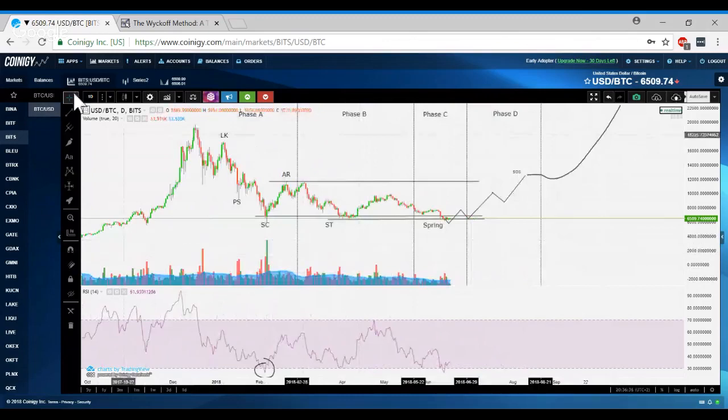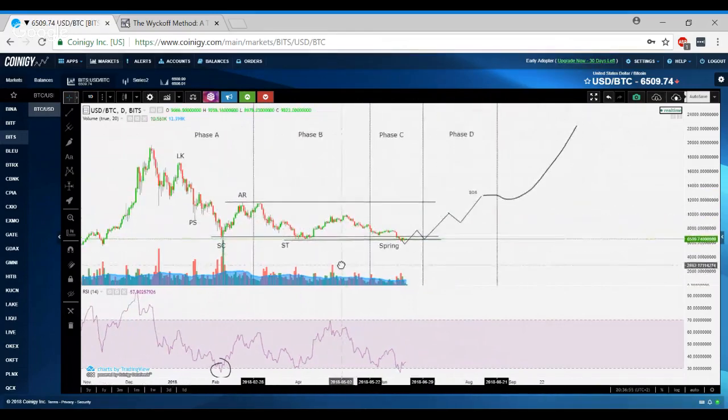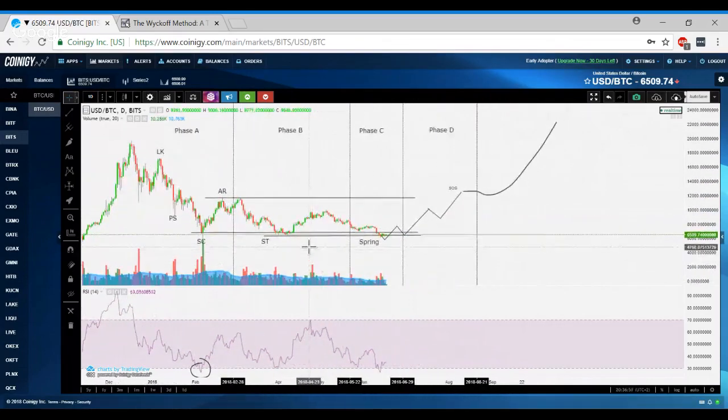This can be confirmed. You will see that the volume in the secondary test is far lower than the volume in the selling climax. So we can confirm this as a secondary test, and you will see that the price soon recovered and started to push upwards quite a bit. Then we come to the part which we are hopefully selling right now, which is the spring.